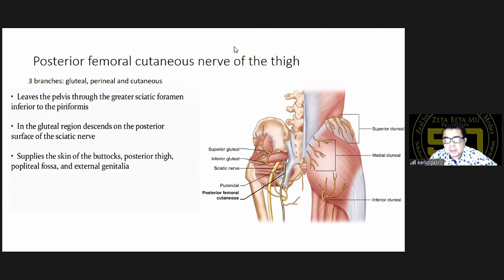It actually leaves the pelvis through the greater sciatic foramen again, below the piriformis muscle. In the gluteal region, it descends posterior. This is your sciatic nerve. This is your posterior femoral cutaneous nerve, posterior to the sciatic nerve, no? Which supplies the skin of the buttocks, posterior thigh, popliteal fossa, and external genitalia.